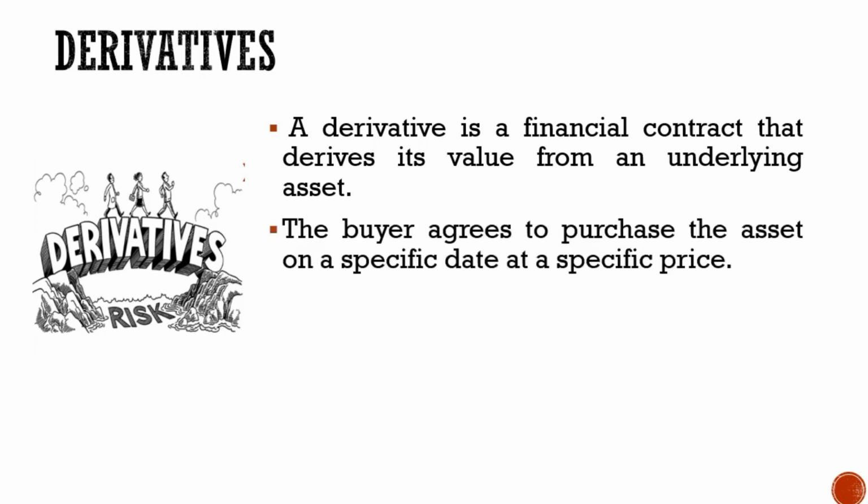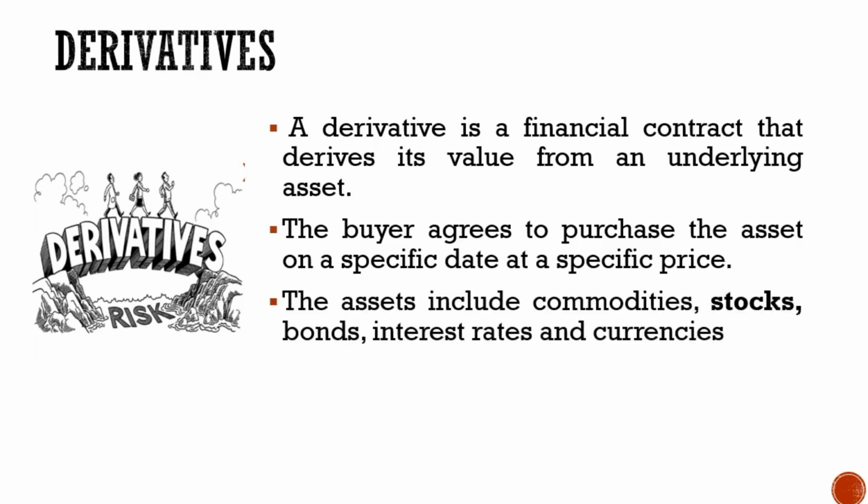Now, under derivative, the buyer agrees to purchase the asset on a specific date at a specific price. Now, this is a very important point under derivative: the buyer agrees to purchase the underlying asset on a specific date. Now, the date can be any future date or the present date at a specific price. Okay. So, under derivative, first of all, there has to be two parties. Secondly, the buyer agrees to purchase the asset at a specific rate and at a specific price.